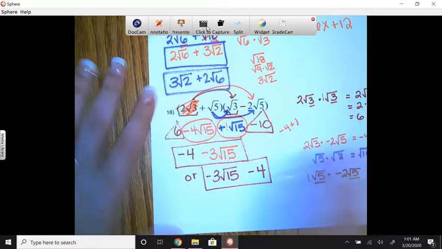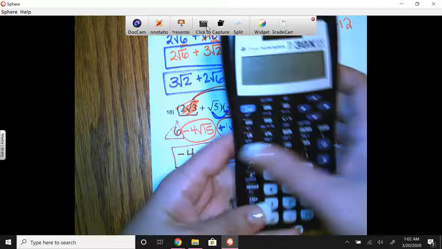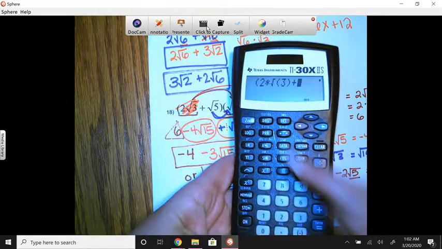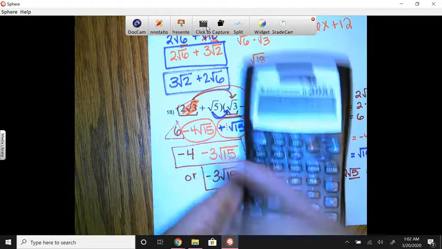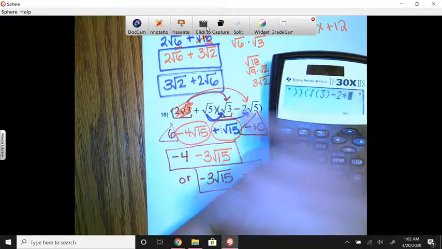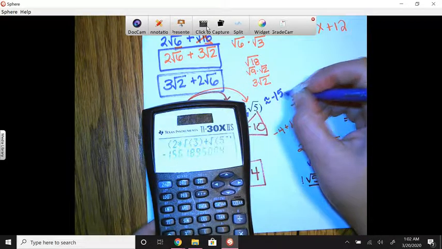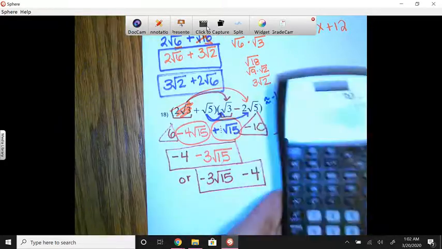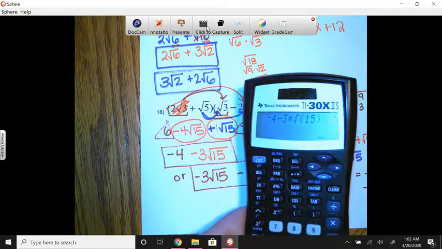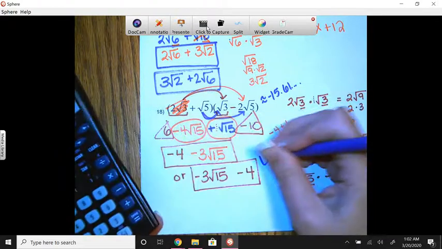And so again, we could always check this by typing this into our calculator and making sure that it gives us the same thing as this. So for instance, we could do 2 times the square root of 3 plus the square root of 5, close the parenthesis, another parenthesis, square root of 3 minus 2 times the square root of 5, and then we could jot down it's about negative 15.61, etc. So now if I enter this in the calculator, I'd have negative 4 minus 3 times the square root of 15, which is the same decimal we got when we entered this in. So then we feel good about our answer.